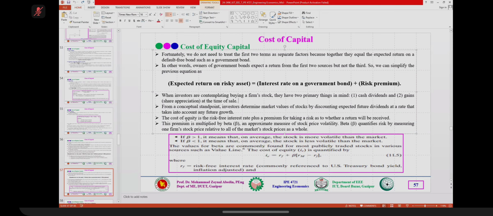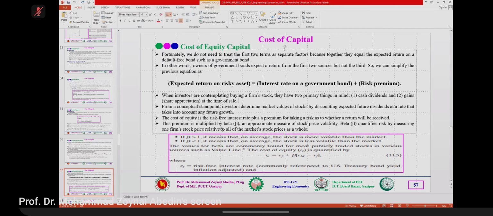When investors are contemplating buying a firm's stock, they have two primary things in mind: the cash dividends, and the gains or share appreciation at the time of the sale. From a conceptual standpoint, investors determine market values of stocks by discounting expected future dividends at a rate that takes into account any future growth. So the cost of equity is the risk-free interest rate plus a premium for taking a risk as to whether a return will be received.